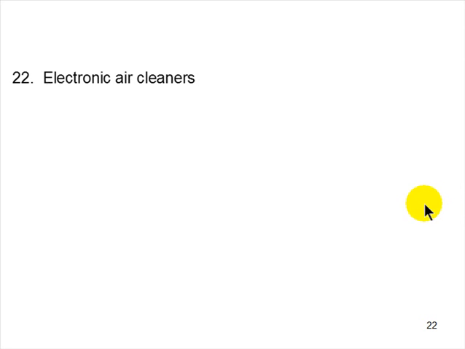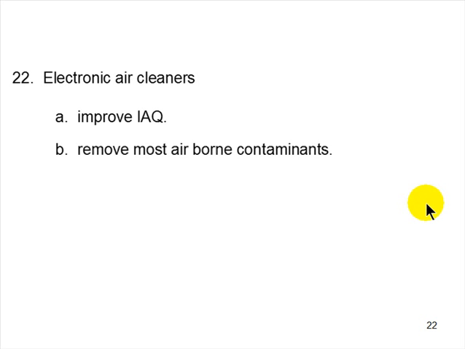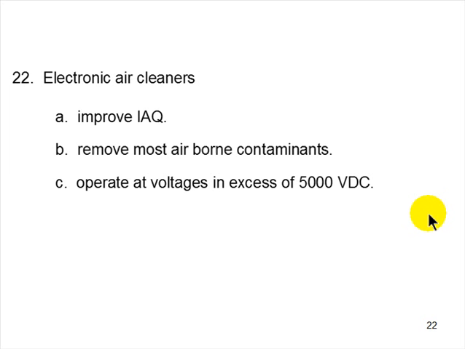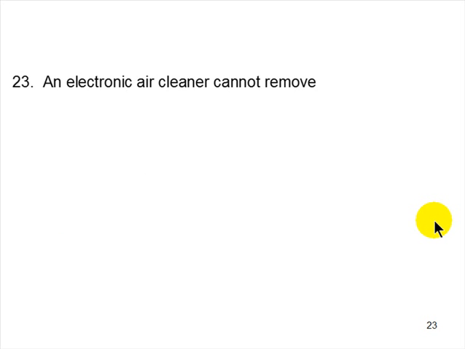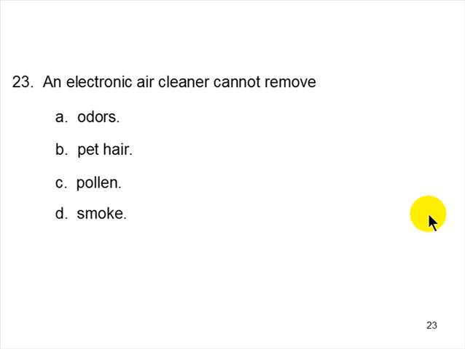22. Electronic air cleaners. Improve IAQ, removes most airborne contaminants, operate at voltages in excess of 5,000 volts DC, all the above. Yeah, man, all the above. I still think all the above questions are gimmies, but 23. An electronic air cleaner cannot remove odors, pet hair, pollen, smoke. What can an electronic air cleaner not remove? Can't remove odors. They do remove smoke and other gases, CO2, that kind of thing. Irritants from carpets, formaldehyde, that kind of thing. They'll take it right out of the air.